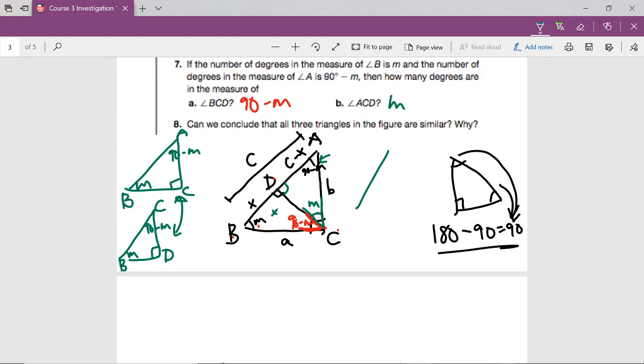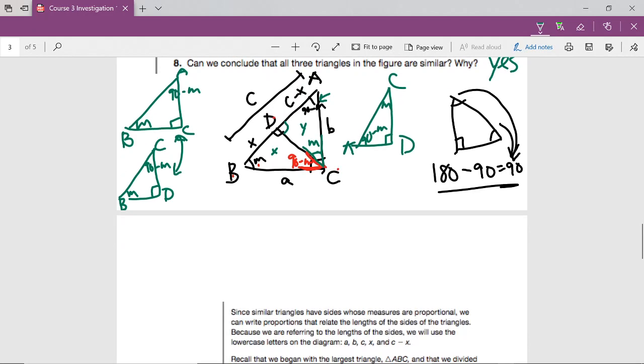The last one we need to draw to make sure that all three are similar is this one right here. And we have triangle ACD. We have my right angle with angle D, of course. C came out to be m degrees, and A is 90 minus m. Although it's drawn just slightly different, it is actually similar to my other two triangles. Okay, I just drew it slightly different. So can we conclude that all three triangles are similar? Yes, because of the angle, angle, angle triangle similarity.